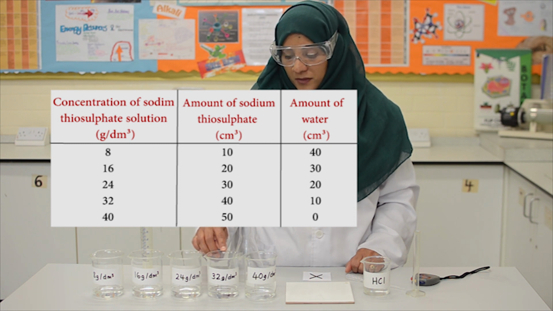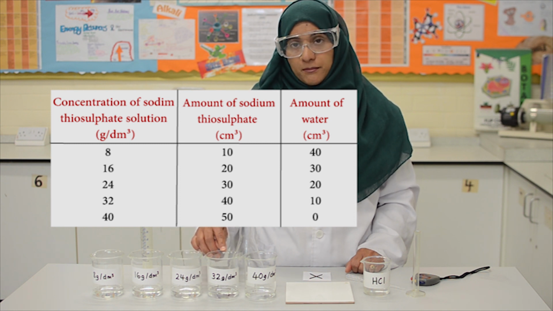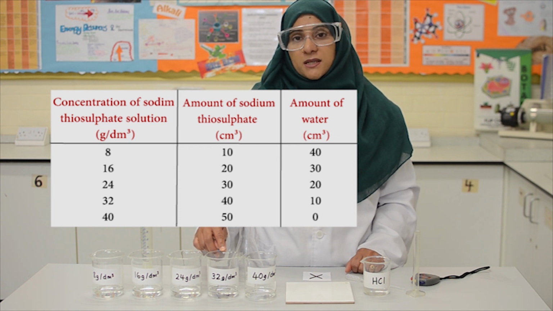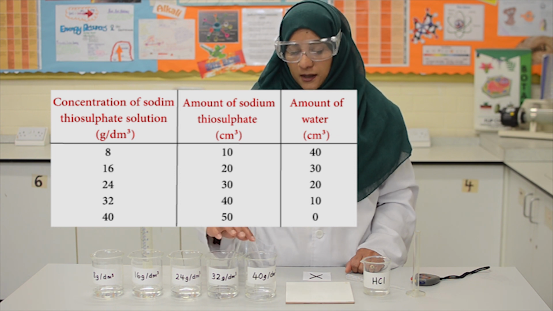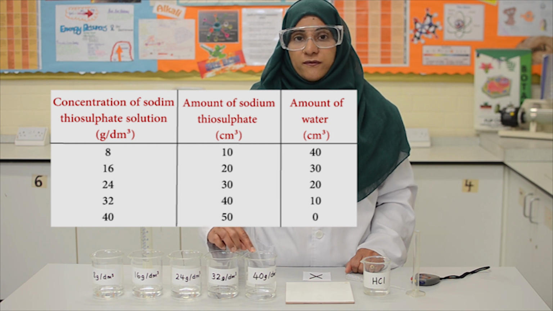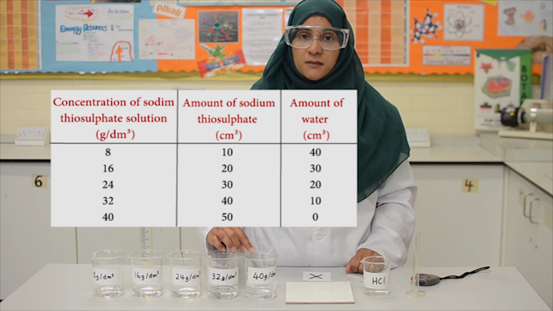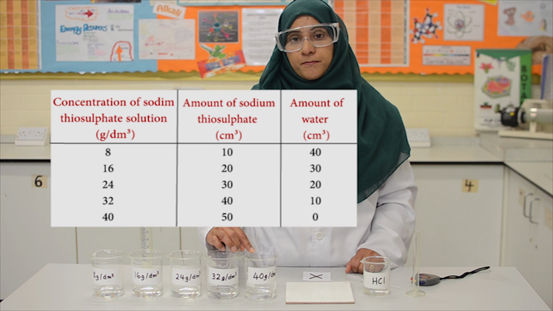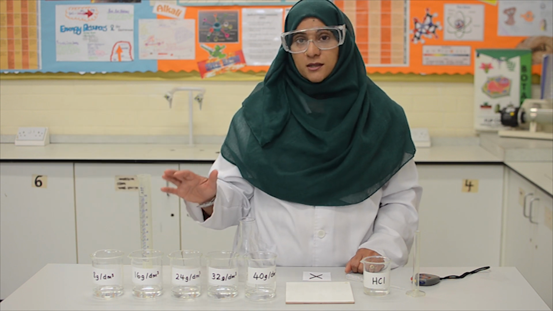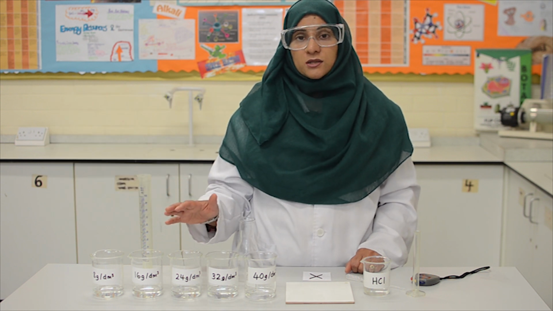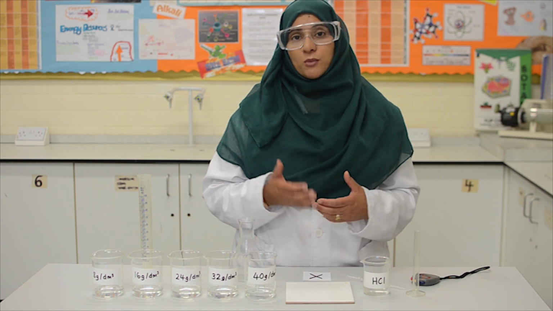In the fourth, I have 32 grams per decimeter cube. This is a mixture of 40 centimeter cube of sodium thiosulfate and 10 centimeter cube of water. And in the fifth beaker, I have 40 grams per decimeter cubed. This contains 50 centimeter cube of sodium thiosulfate and no water. I have prepared these solutions beforehand so that the practical can run smoothly.